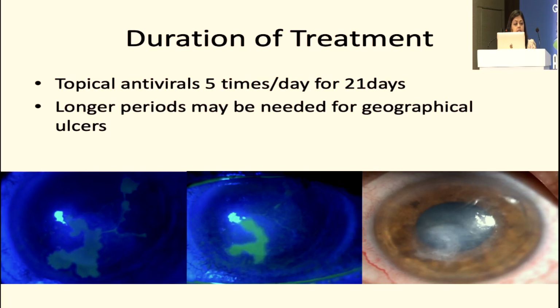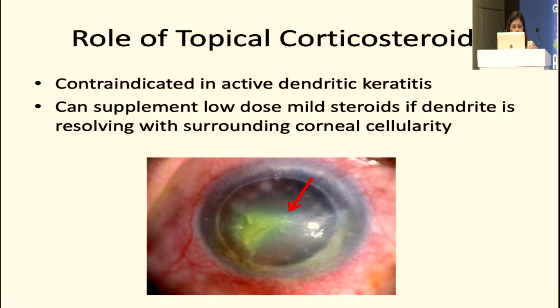The duration of treatment is 5 times daily for 21 days, even when you have seen that over 4 to 5 days, or maybe a week, the dendritic or epithelial lesion has healed. Longer periods may be needed for geographical ulcers. Topical steroids are strictly contraindicated when you are dealing with active dendritic lesions. However, they can be supplemented when there is anterior stromal cellularity along with the dendritic lesion, and when the dendrites are in the resolving stage.